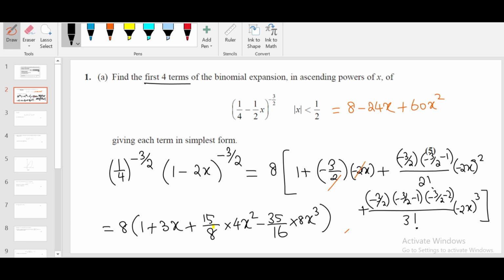So this will be positive 3x. This also will be positive. So we'll get positive 24x, 60x squared. When you multiply these two, you will get 35 times 4, 140x cubed. That's the answer for part A.